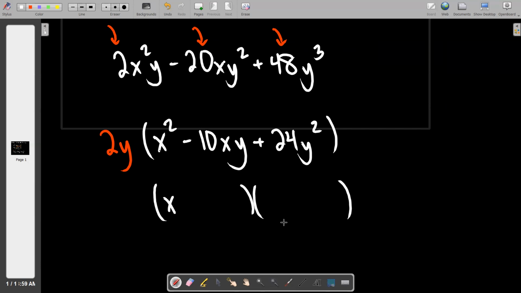So what are my signs going to be? Definitely a minus and a minus. And what magic numbers am I looking for? 6 and 4. So I need an x minus 6y and, oops, I don't know why I didn't put x in that second one, an x minus 4y. And then, of course, don't forget to bring down your GCF. Any questions on that? Okay.